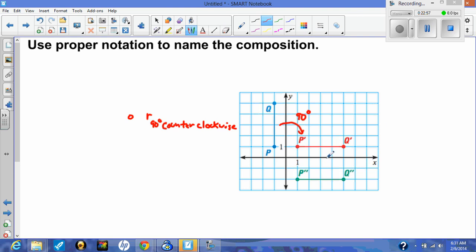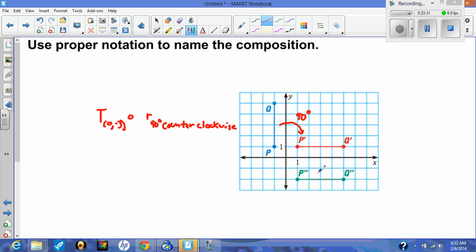There's actually two possible things that can happen. Remember, there's more than one way we can get here. To me, this looks like a translation. It looks like everything just shifted down 1, 2, 3. So you can write translation, where our X didn't move. There's no left and right movement. And everything slid down 1, 2, 3. And that could be the composition.